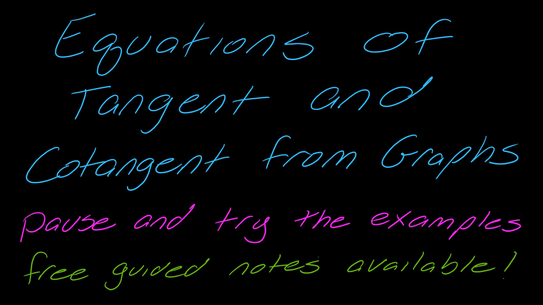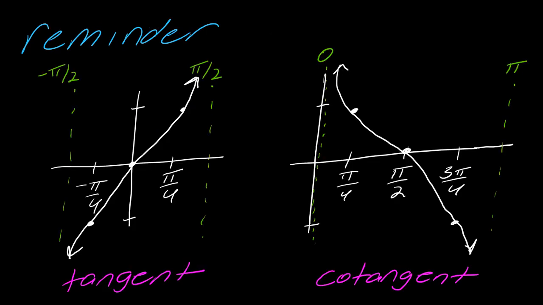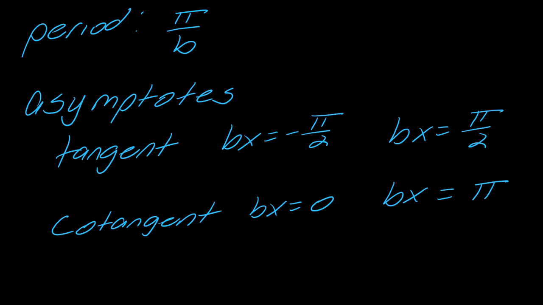So we're going to talk about equations of tangent and cotangent from the graphs. I think what's very helpful for this is having a good sketch of tangent and cotangent in front of you, where you've also marked some of the key points and the asymptotes. You'll see why, and then also just a reminder of how to find the period and the asymptotes.